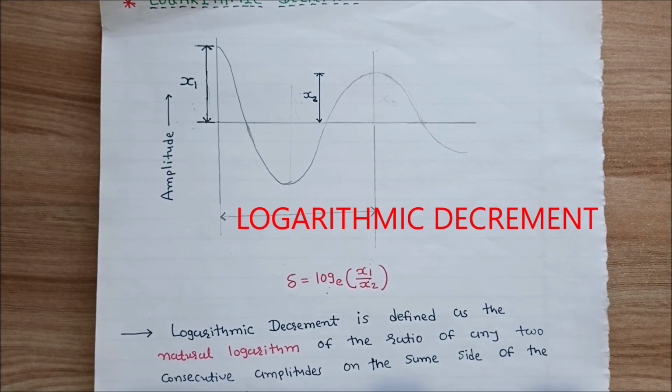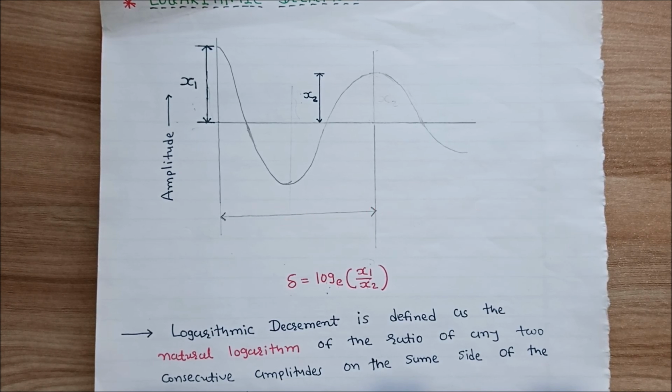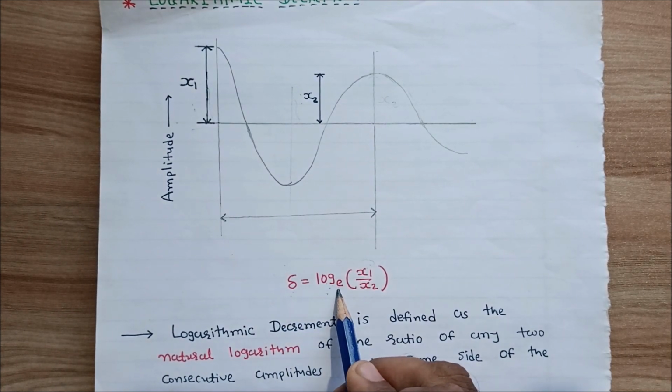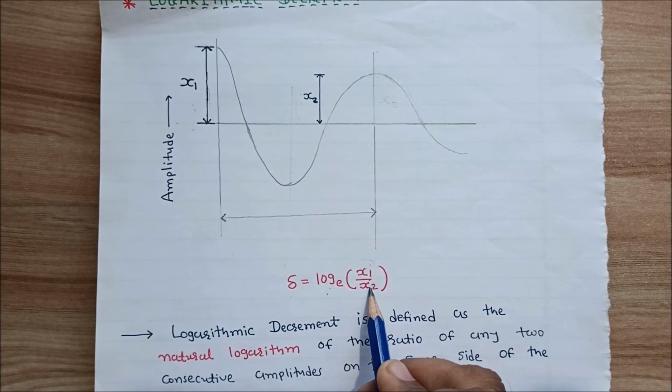Hello friends, today we discuss logarithmic decrement and its numericals. First we see the meaning of logarithmic decrement and its equation. For the definition, we remember the equation of logarithmic decrement. The logarithmic decrement equation is delta is equal to log e base x1 by x2.